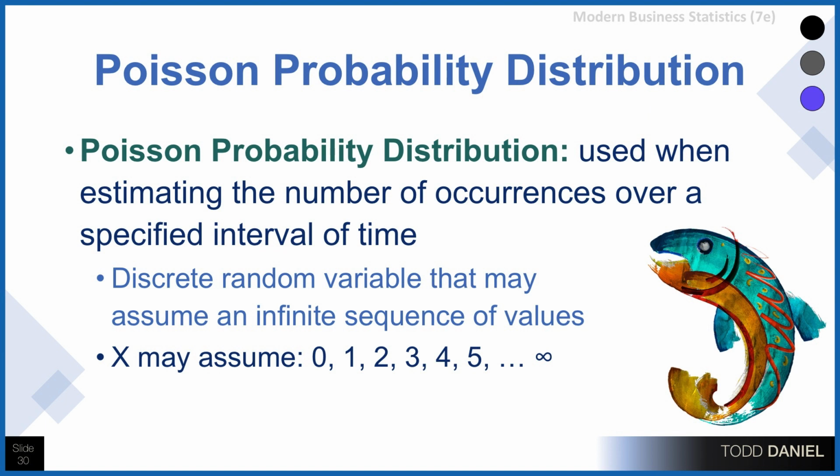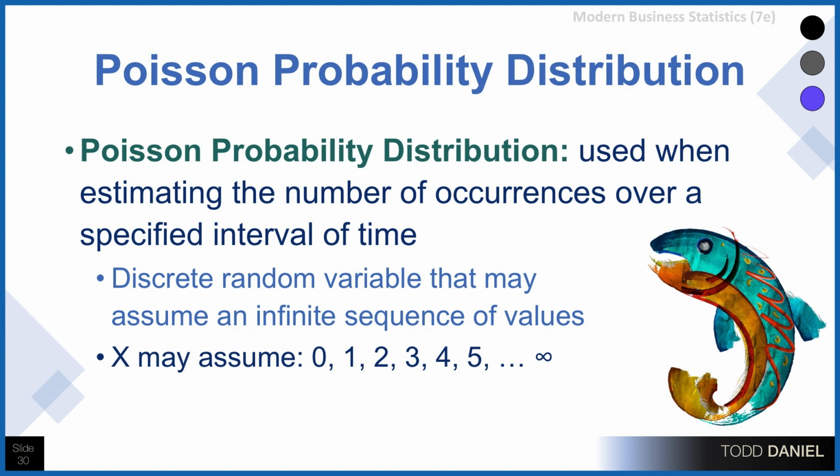Poisson distribution is used when estimating the number of occurrences over a specified interval of time. And it could be over any specified interval. We just have to make sure that that interval is consistent. It is a discrete random variable that may assume an infinite sequence of values. So they're going to be whole numbers starting from 0, 1, 2, 3, 4, 5, all the way up to infinity.